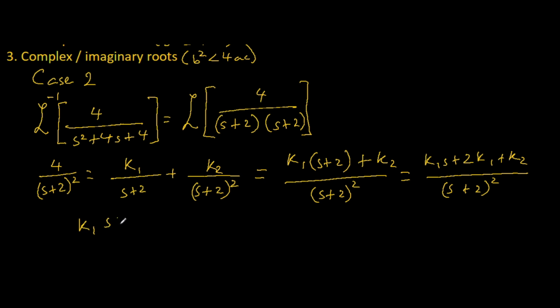Now if we equate the numerators, we have that k1s will be equal to 0. Why is k1s equal to 0? There's no s term on the left hand side. So k1s is simply equal to 0. That simply implies that k1 is equal to 0. That leaves k2, and k2 is simply equal to 4. So what we have arrived at is that this expression is simply equal to 4 over s plus 2 all squared.